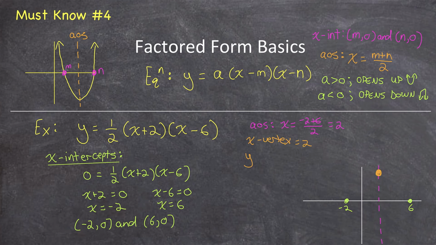And to calculate the y-coordinate of the vertex, we could just take this value of 2 and sub it in for both of the x's in the factored form equation. And if you do that, you would get a y-coordinate of negative 8. So the graph of this quadratic looks something like this. There you go. Now you know the factored form basics of quadratics.